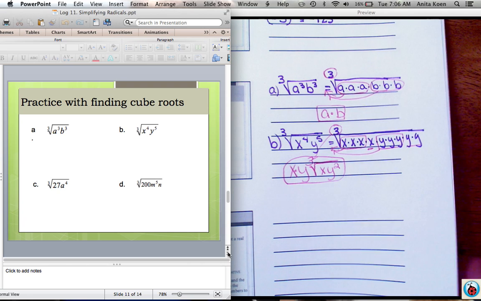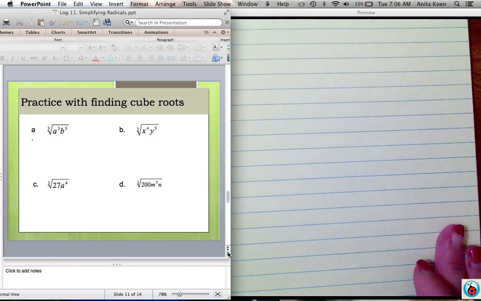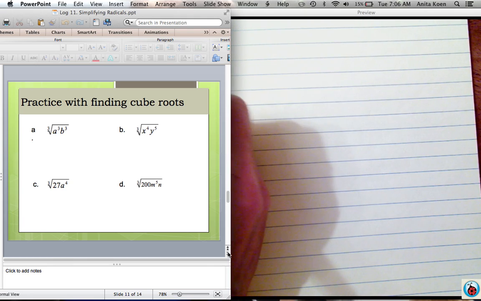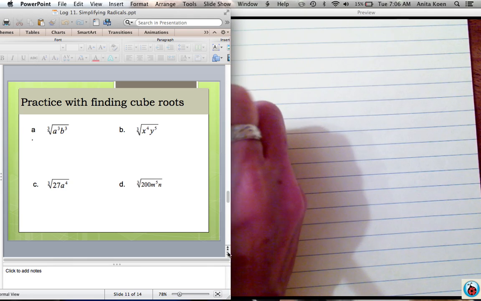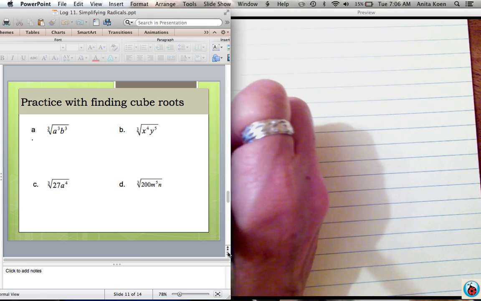Okay, now I want to try letter C. I'm going to do that one for you, and then I'm going to let you try letter D on your own, and then we'll go through it together in class. So we have the cube root of 27a to the 4th.